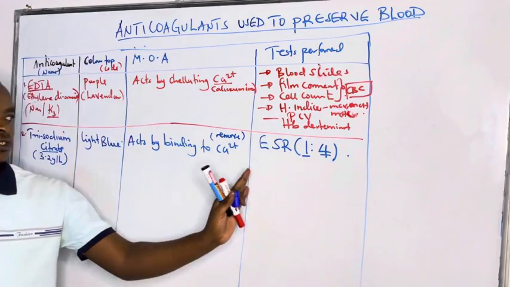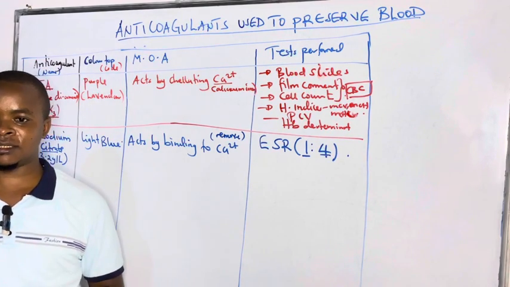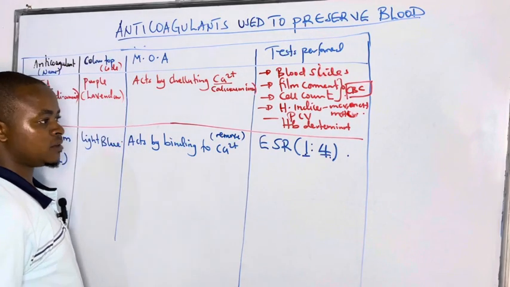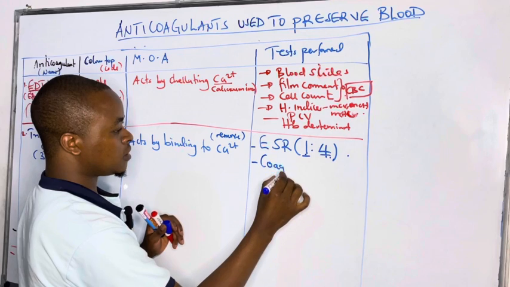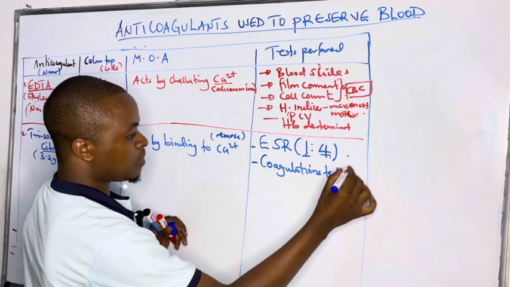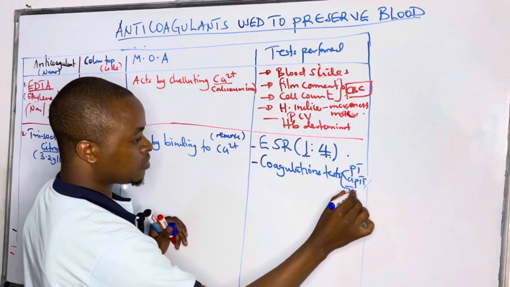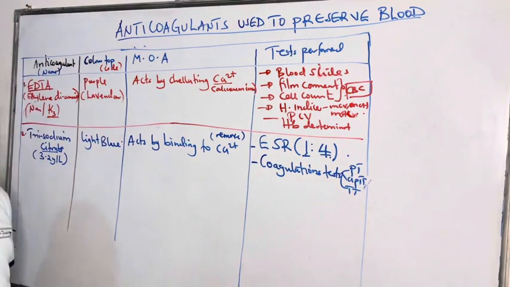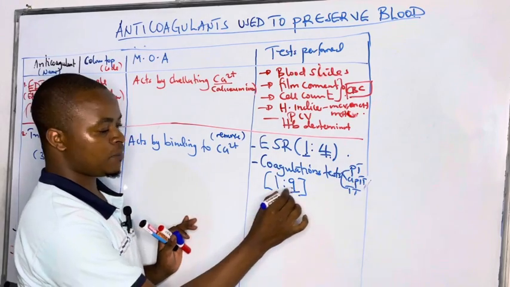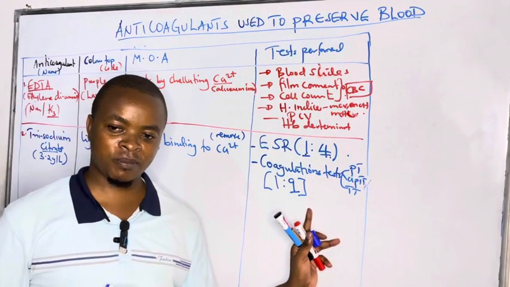That is when you want to perform erythrocyte sedimentation rate, which is the rate at which cells form rouleaux, aggregate and sediment within 1 hour. So you can always preserve them using 1 part of the anticoagulant and 4 parts of blood. Then if we want to perform coagulation tests, there are many of them, including the PT, prothrombin time, the APTT, the thrombin time, and many others, D-dimers. We normally collect in a ratio of 1:9. That is 1 part of the anticoagulant and 9 parts of blood.